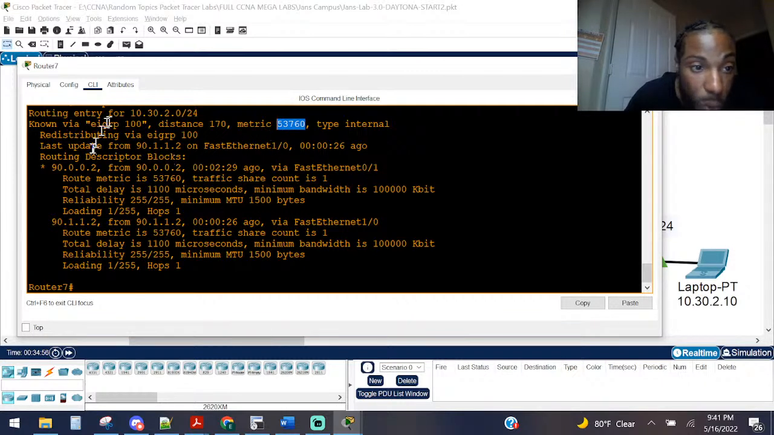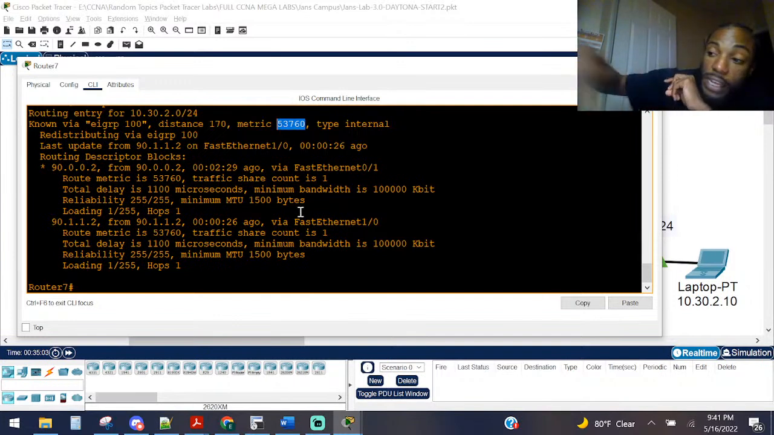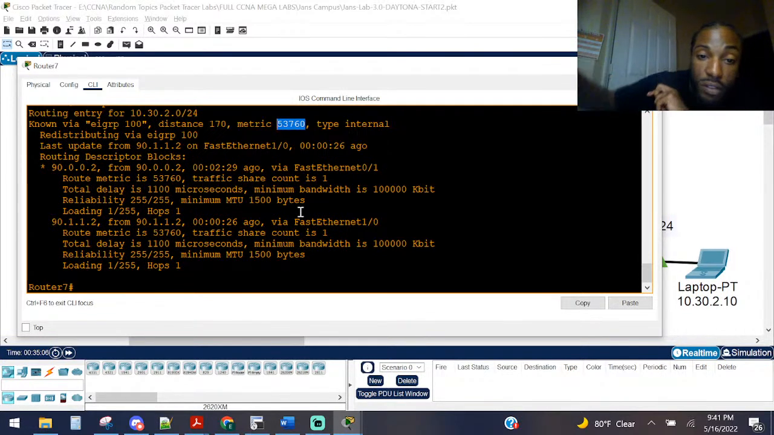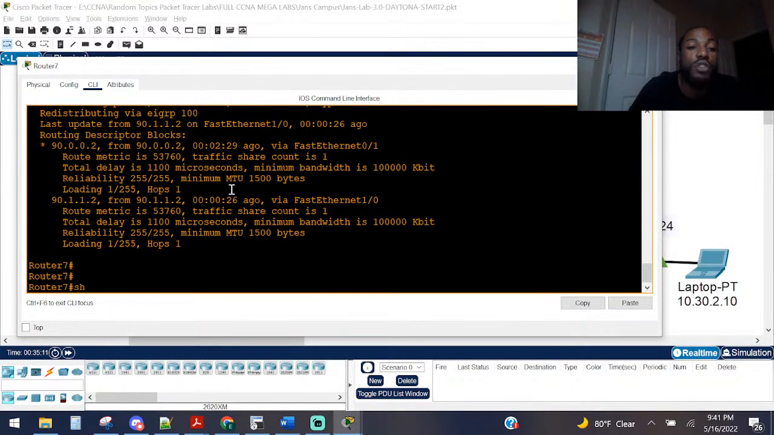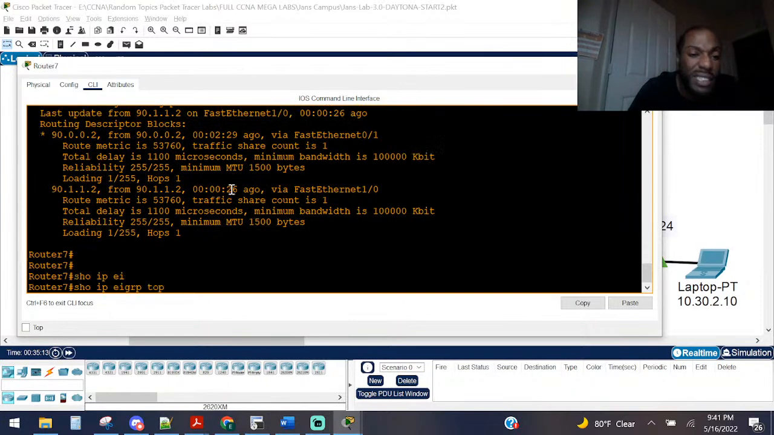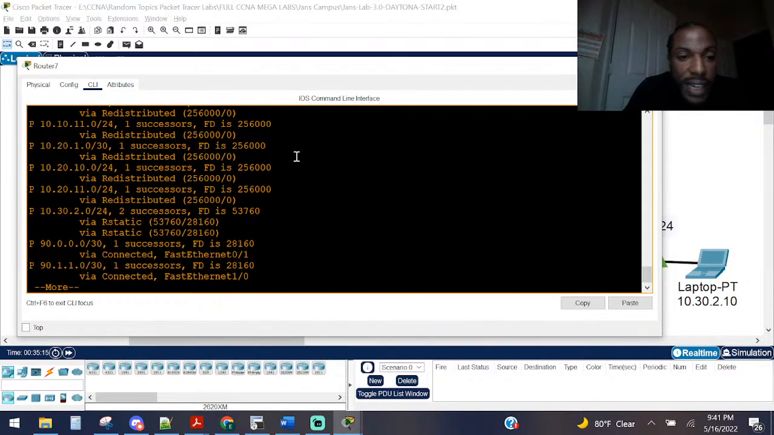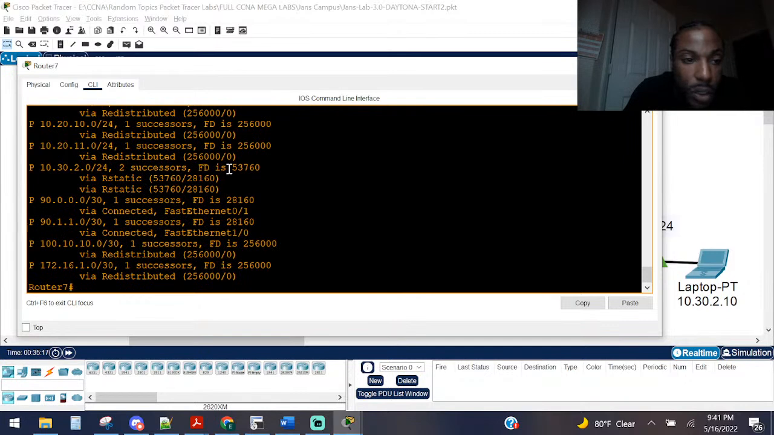No, that's the metric for the whole thing. Let's see. That's a really good question though. What she's asking is, what's the feasible distance? What is the full path to get there? Not how many hops, but pretty much what the metric is. I think the way we can do that is show IP EIGRP topology. Is that the command that'll tell us that? Yes, FD. There it is right there.